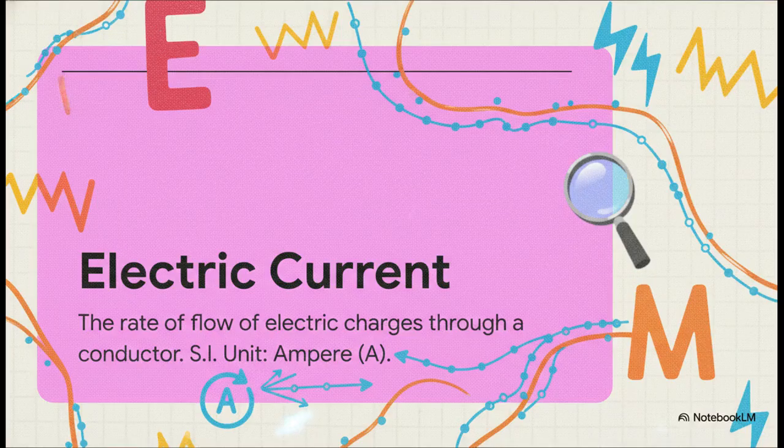At its very heart, electricity is really just about movement, specifically the movement of these tiny charged particles called electrons. When these electrons start flowing through something like a copper wire, a conductor, we call that an electric current. And we measure this flow in a unit called the ampere, or just A for short.